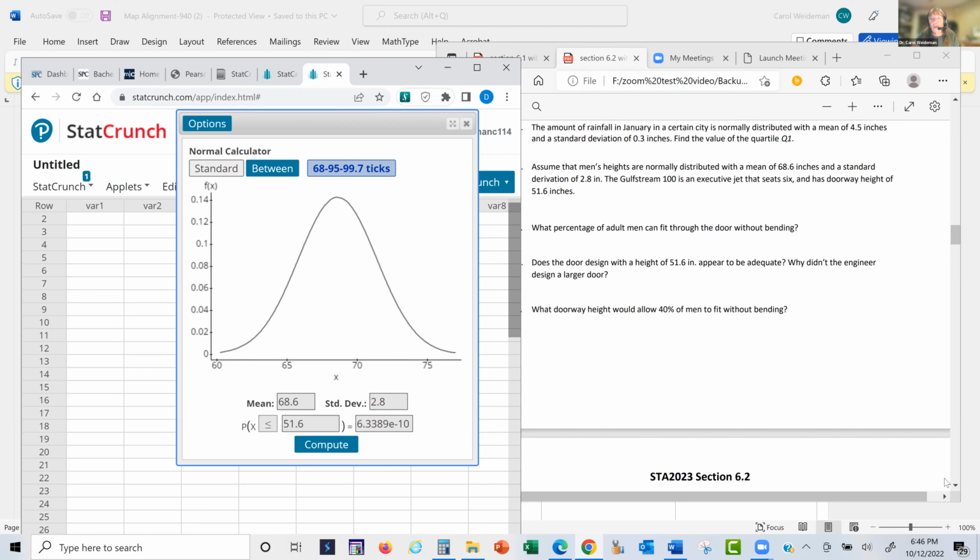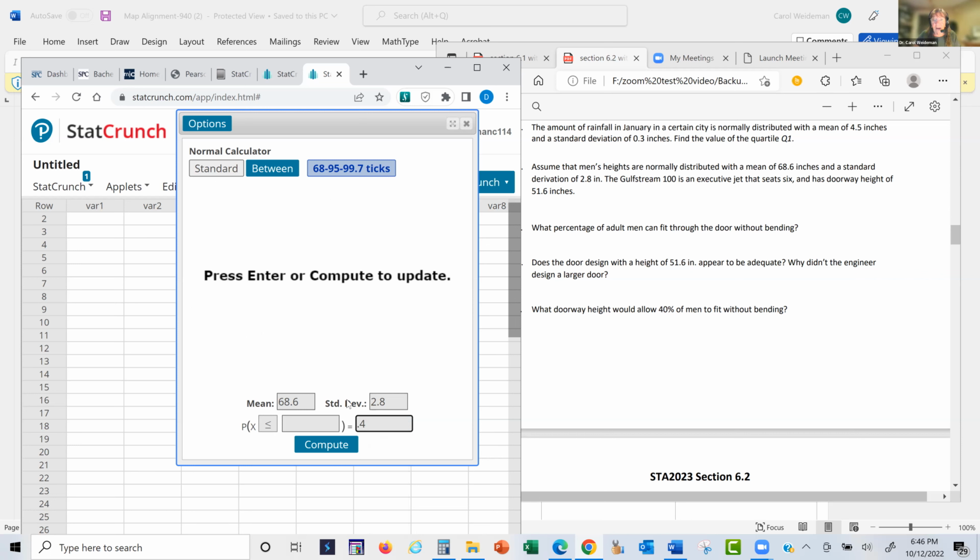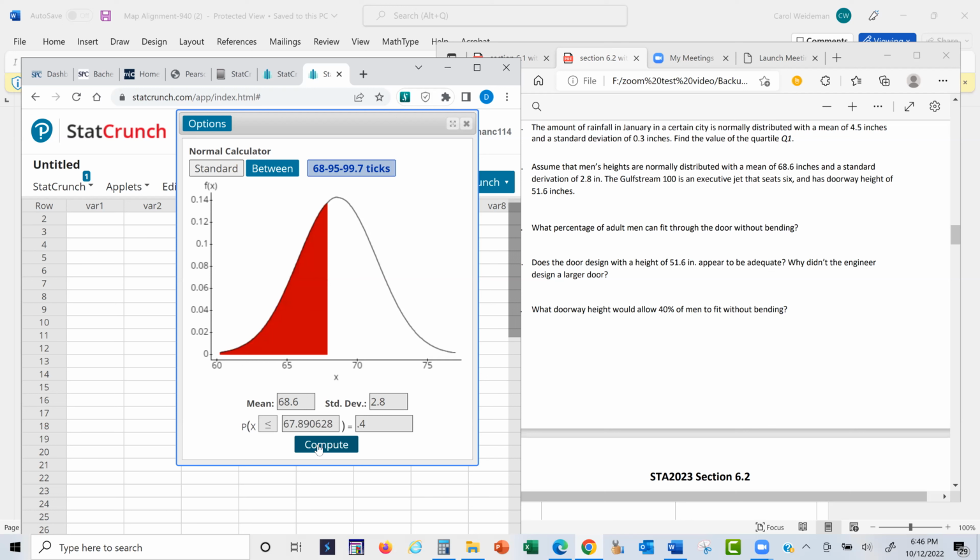But let's talk about what doorway height would allow 40% of the men to fit without bending. Okay. So now what am I going to do? So my 40% is going to go over here, right? This is like the percentile. And am I going to do less than or am I going to do greater than? So again, if they're not going to bend, do they have to be on the left side or on the right side? Shorter than or higher than? Shorter, right? Because we just did that on the other one.